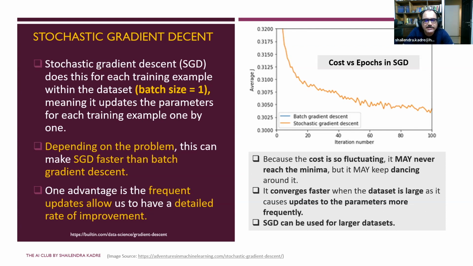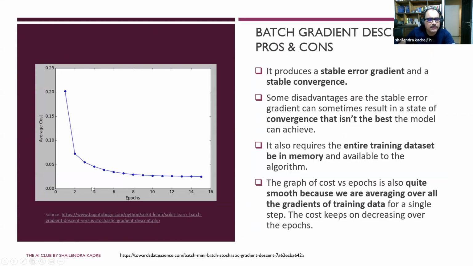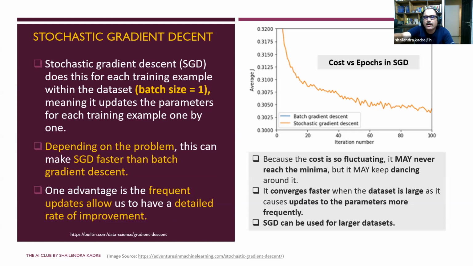SGD can be faster than batch gradient descent because your updates are very frequent. And one other advantage is that frequent updates allow us to have a detailed rate of improvement. But as you can expect, for every record you are doing one update. So your average cost curve will not be as smooth as you have seen in batch gradient descent. It will be very zigzag because for some records the derivative will be more, for another record the derivative will be less, another will be average. So the updates we are applying to the weights are not uniform. So your loss will be a zigzag curve like this.